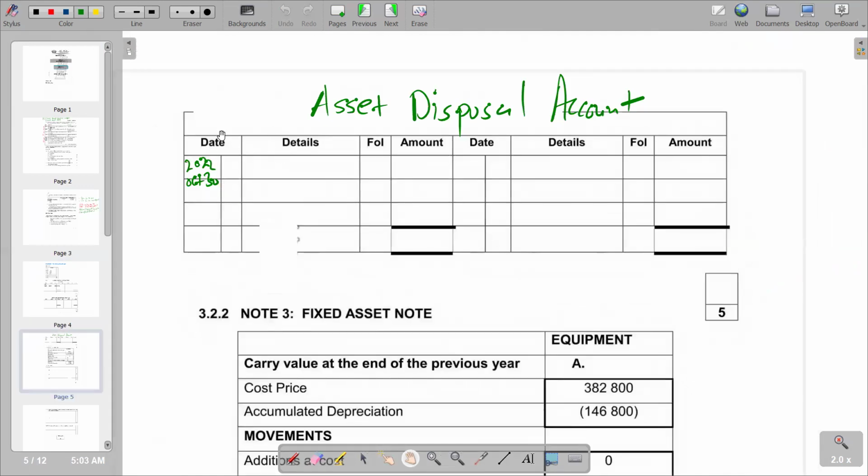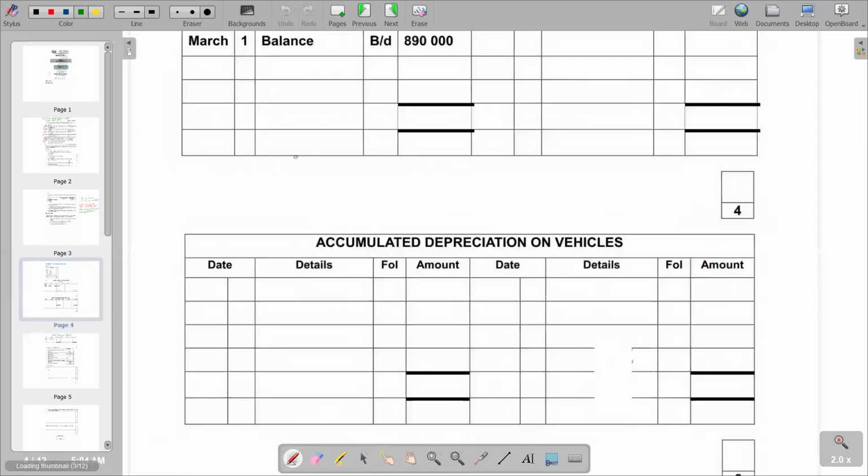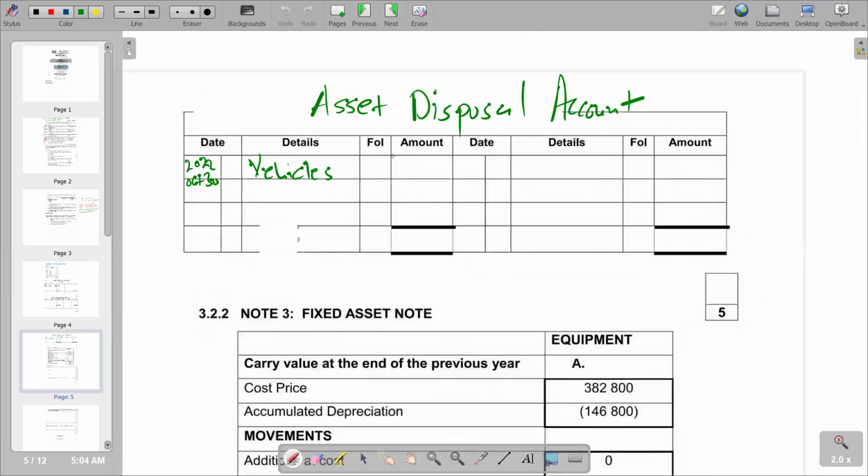So for all the details, the double entries are that we are debiting disposal and crediting the vehicles account, which is the asset account. Here we give the description, which is vehicles. And the amount is the cost price, which is 420,000.